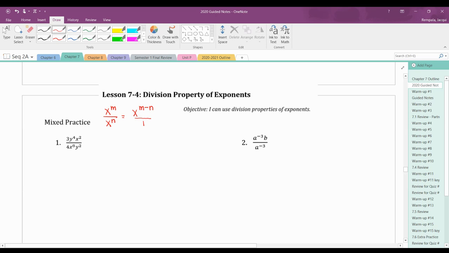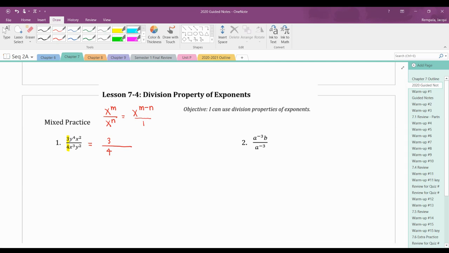I'm going to look at this first problem here. We've got 3y to the fourth x squared all over 4x to the third y squared. So the first thing I'm going to look at are my numbers. Because I'm dealing with division, if I can actually divide and simplify down those numbers, then I want to do that. But because a 3 and a 4 don't have anything in common, that means I'm going to keep the 3 on the top, I'm going to keep the 4 on the bottom. Now, if that 4 was really like a 9, well, then we'd be able to reduce down those numbers. It's just that we can't in this.